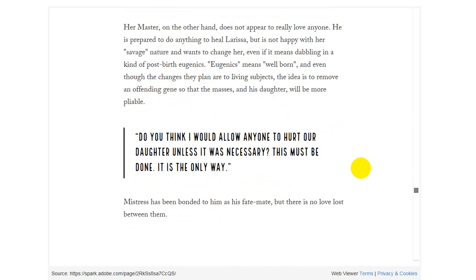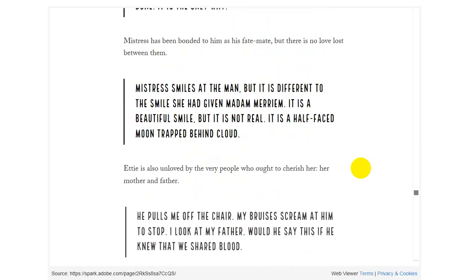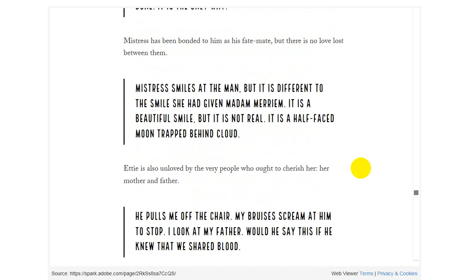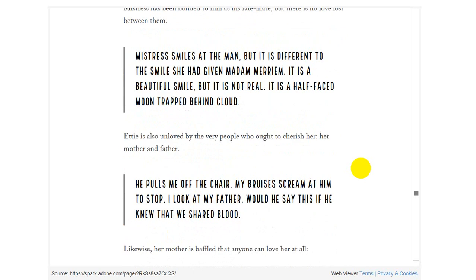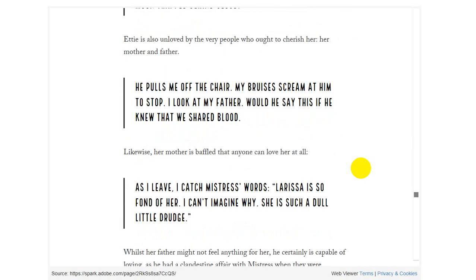He wants to remove a gene, so that future generations are more pliable, and he wants to take it out of his own daughter. "Do you think I would allow anyone to hurt our daughter unless it was necessary?" he says. Mistress has been bonded to him as a fate mate, but they don't really love each other. She smiles at him, but it's a different smile to the one she gives Maid Miriam, who she really cares about. It's not real. Etty is unloved by the very people who ought to love her.